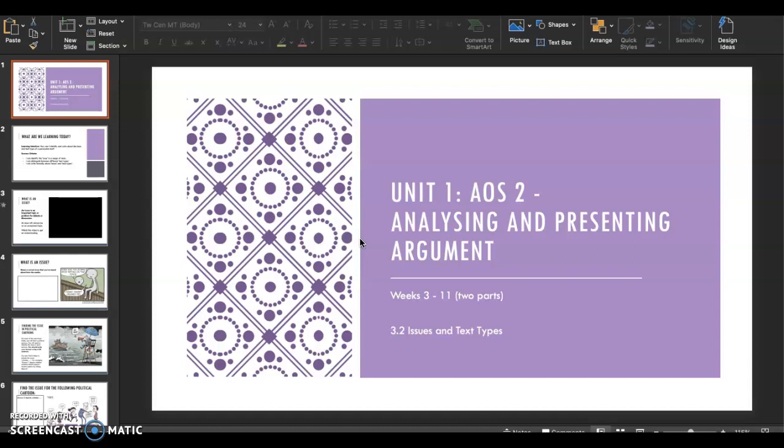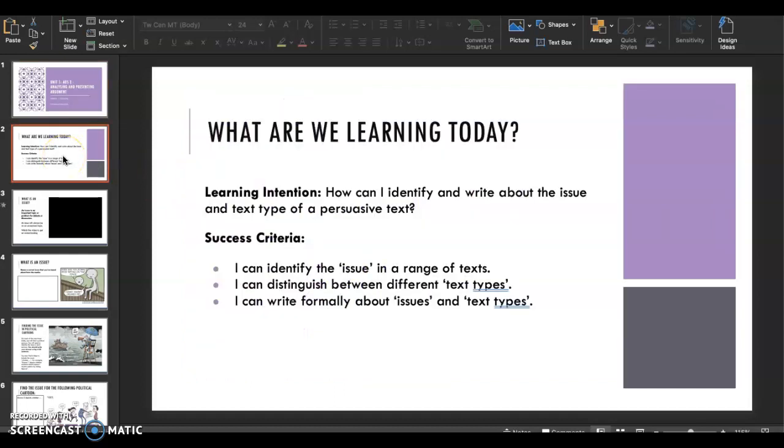I just want to talk you through our slideshow today on issues and text type and go over some of the work that we need to be doing. Okay, first of all, our learning intention: how can I identify and write about the issue and text type of a persuasive text? Our success criteria: I can identify the issue in a range of texts. I can distinguish between different text types. And very importantly, I can write formally about issues and text types, because that's what you're going to be doing for your assessment at the end of this unit.